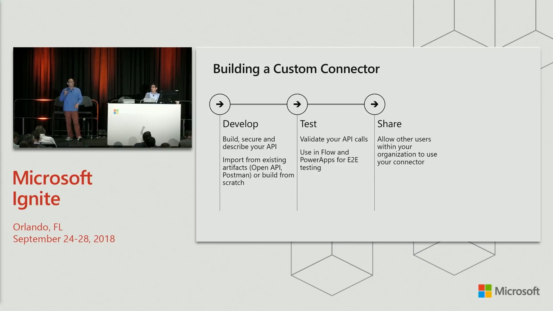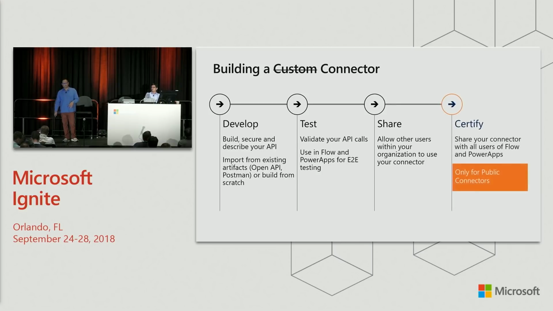OK, so you build and develop your custom connector, you test it out, and you'll probably build an application on top of it. And then you share your connector in your organization. You can share it with everyone in the organization, or with a specific group of people, or a single person. It's all up to you. These are the steps that you take for building a custom connector.